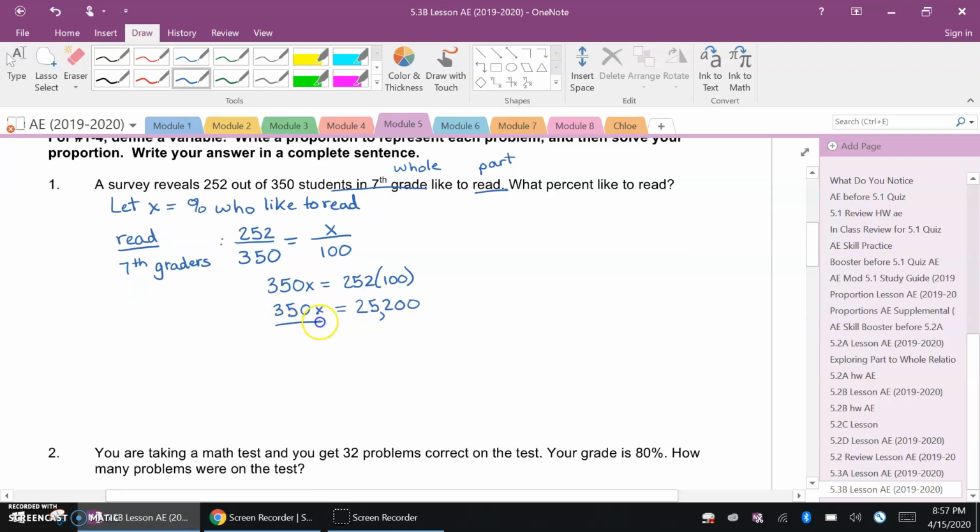You don't need to have the comma there. It's okay to leave it off. Just make sure you're careful with the zeros. And then if we divide by 350, we are going to get roughly 72%. So when we state that as an answer, we want to make sure that we have the percent sign with us. So 72% of 7th graders like to read.